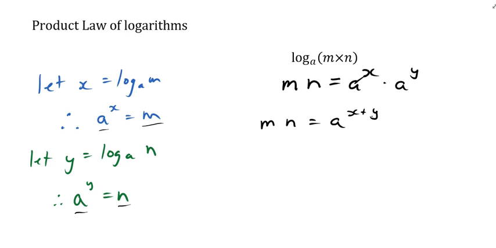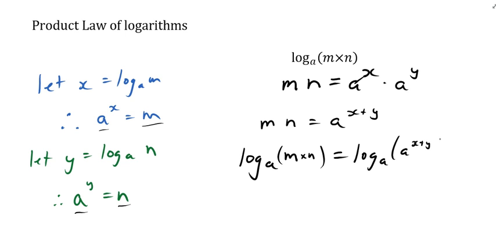I'm going to take the log of both sides. I'm going to take the log base a of both sides. So this is log base a of m times n. Taking the log of something is just like multiplying both sides by 2 or adding 2 to both sides of an equation or taking the square root of both sides or the cube root of both sides. Log base a of both sides, same thing, right? It's an equation. So as long as I do something to one side, I do something to the other. So this is log base a of a to the x plus y.